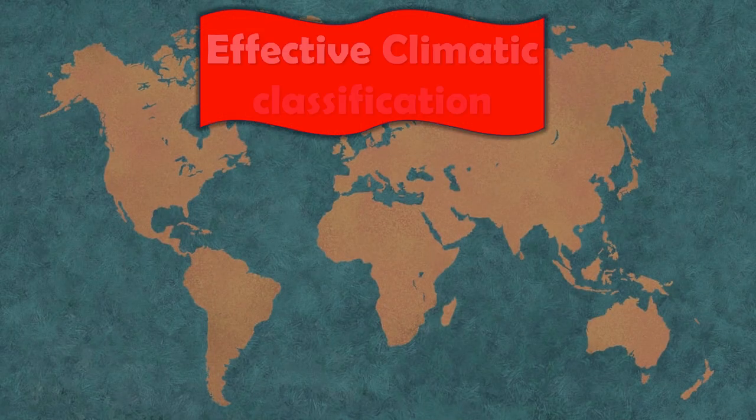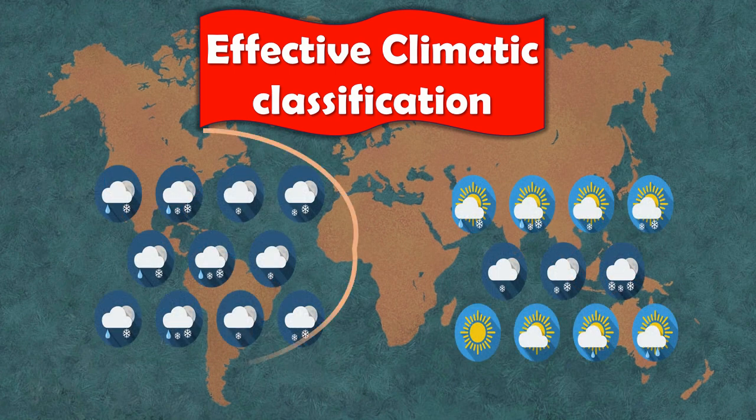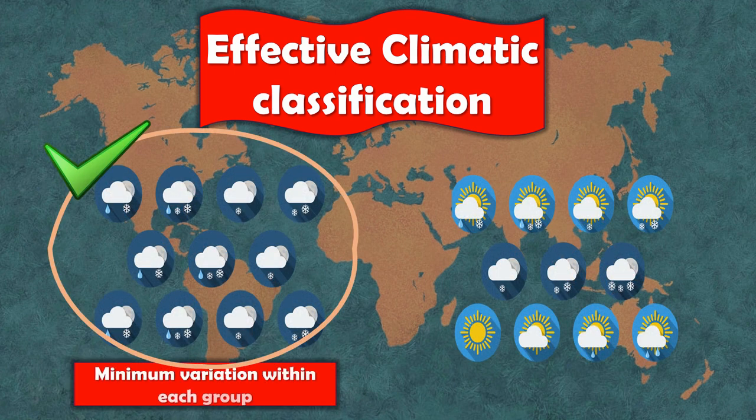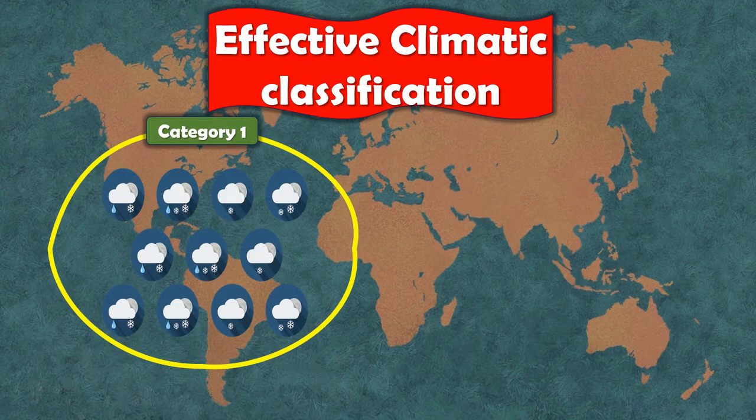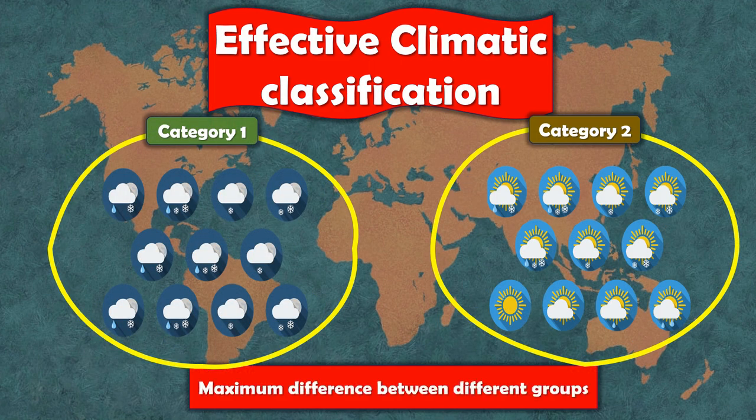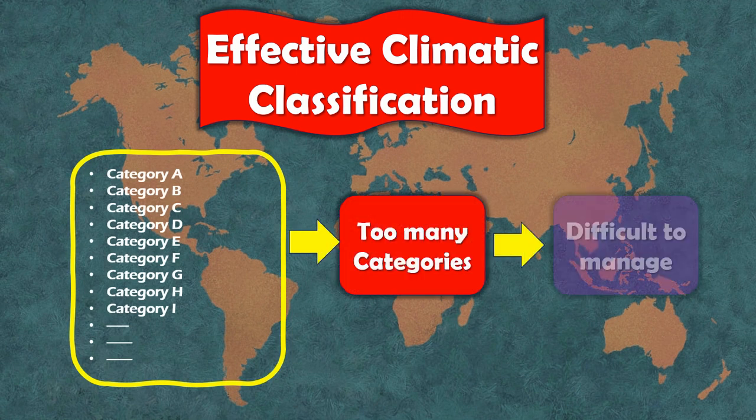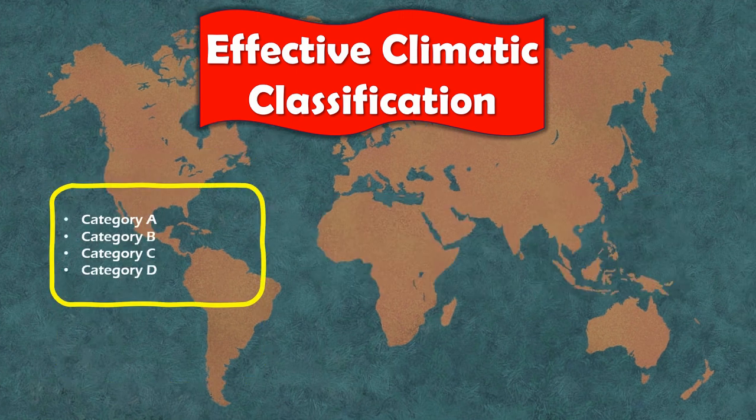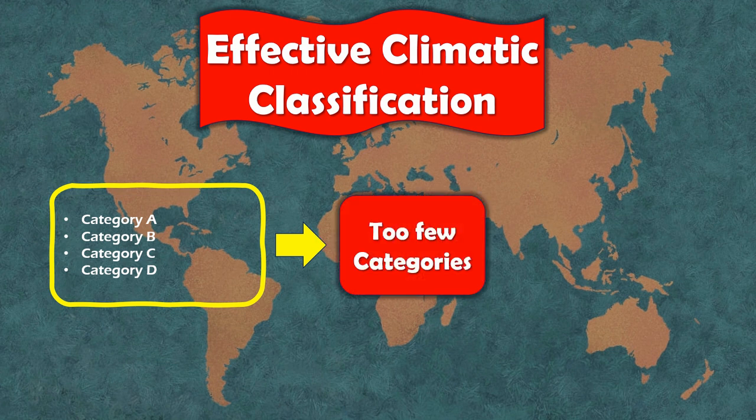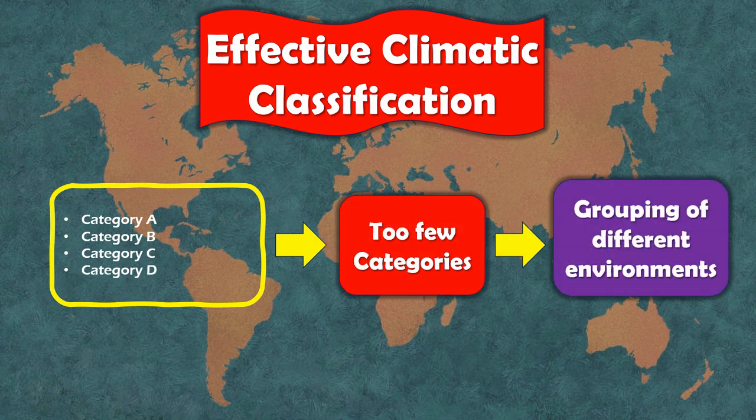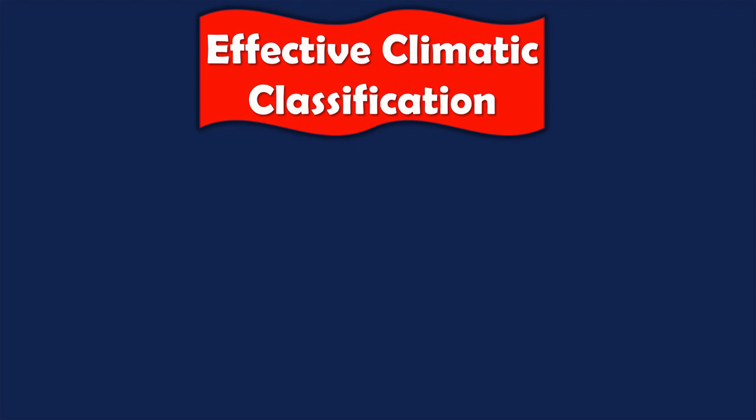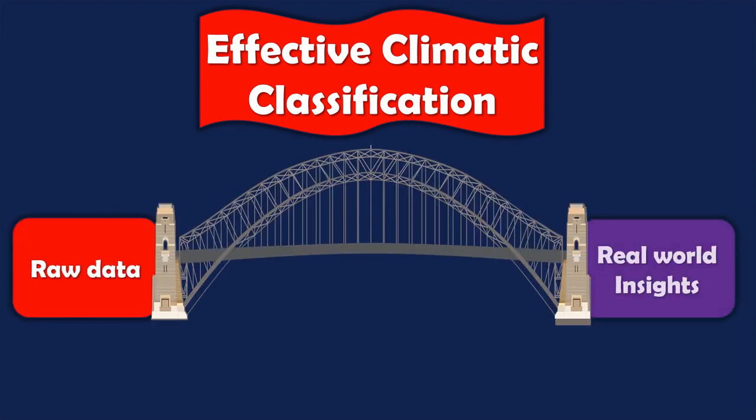An effective classification must do 2 things well: minimize variability within each category, and maximize the difference between them. Too many categories, it becomes unmanageable. Too few, and you're lumping together environments that behave very differently. Classification is the bridge between raw data and real-world insight.